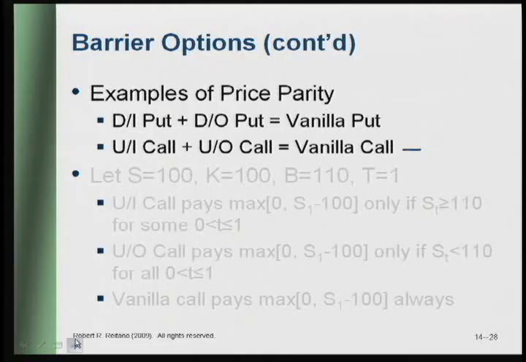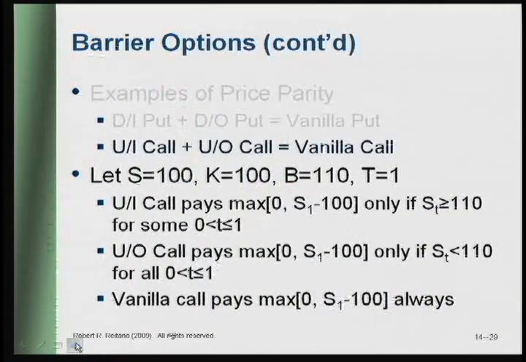So let's do an example. Imagine that the stock price is 100, strike is 100, and we have a barrier of 110. It's a one-year option. So what's an up and in call? It says that the stock price has to go up to 110, and then there will be a payoff at expiry. So the up and in call pays the typical call formula, but only if the stock price exceeds 110 sometime before expiry. What's an up and out call?